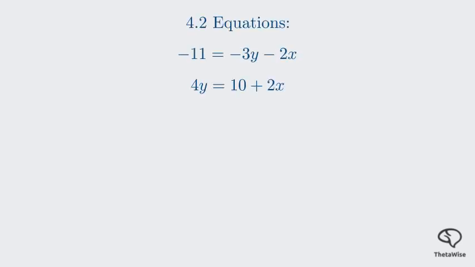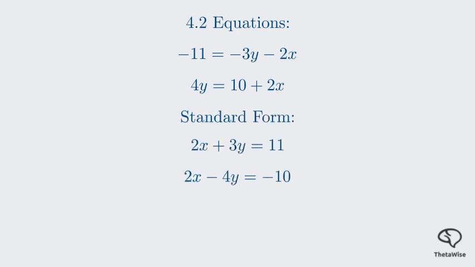Let's move to 4.2. The equations are negative 11 equals negative 3y minus 2x, and 4y equals 10 plus 2x. Again, we start by rearranging them into standard form. This gives us 2x plus 3y equals 11, and 2x minus 4y equals negative 10.